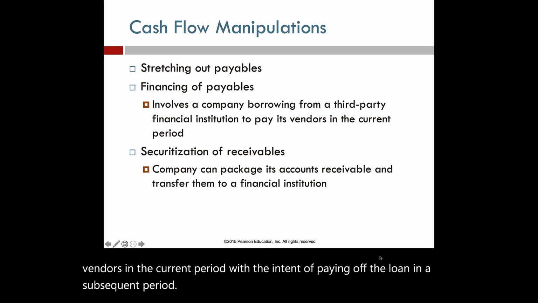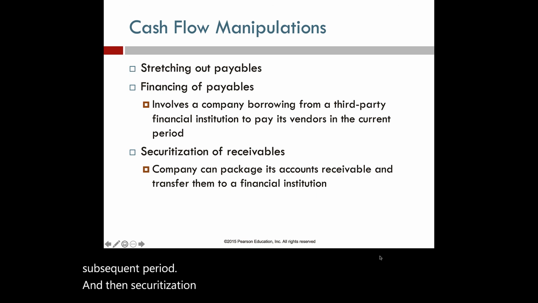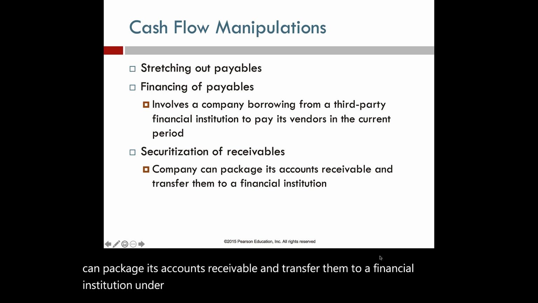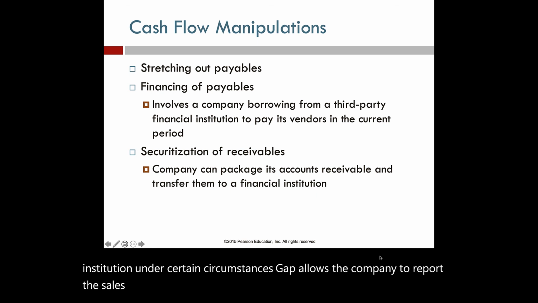Securitization of receivables is used to accelerate cash flows. A company can package its accounts receivable and transfer them to a financial institution. Under certain circumstances, GAAP allows the company to report the sales proceeds as an operating cash inflow.